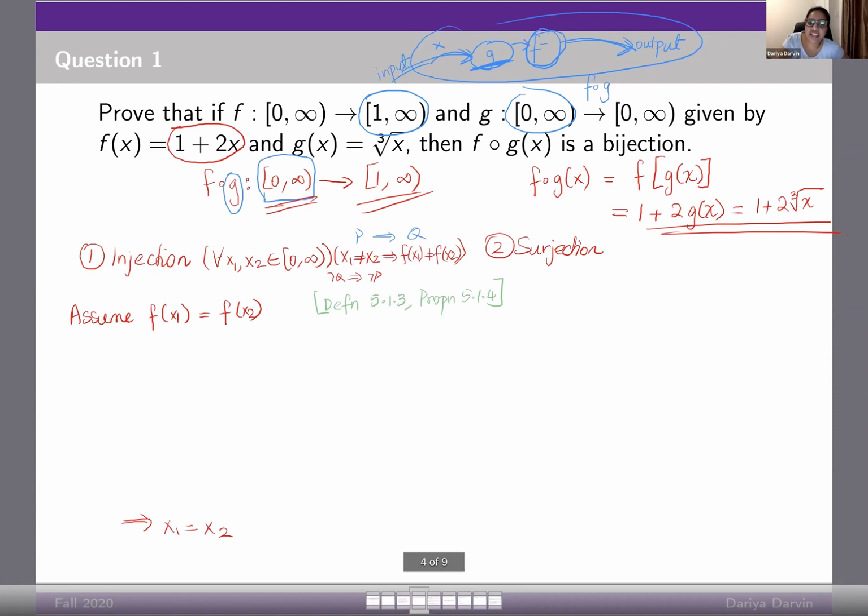Okay, but note that there is a condition given in your proposition. In this case, I'm not using it because your proposition says it works when you have a function going from A to the reals, where A is a subset of the real numbers. And here, technically, the codomain is not the real numbers, so it might not be the best choice here. But in general, if you have a question where the function goes from a subset of the reals to the reals, you could also use this method for an injection proof.